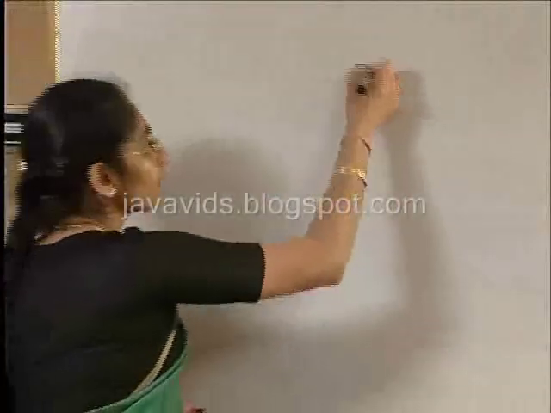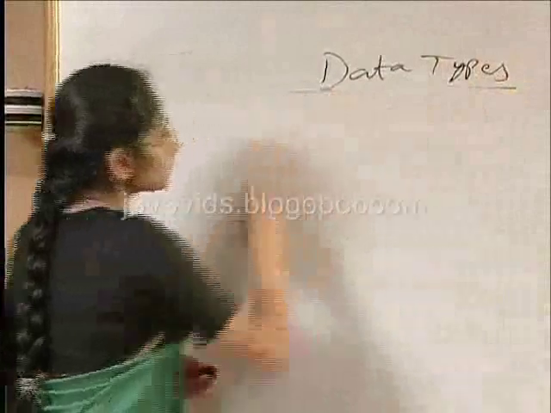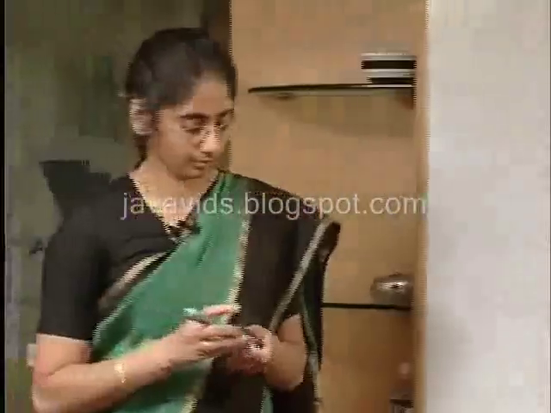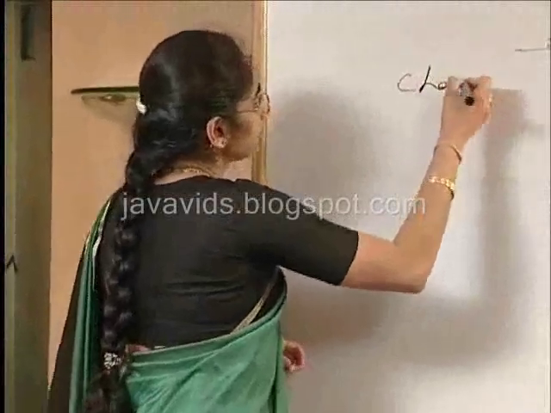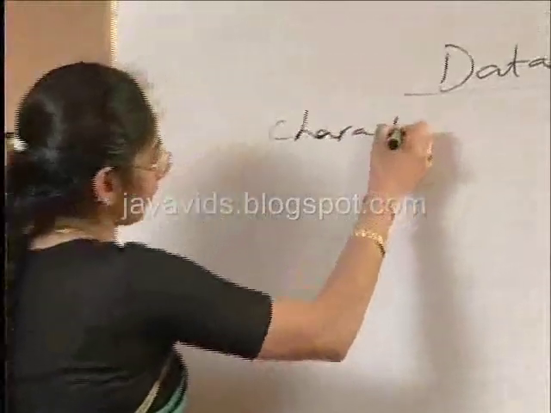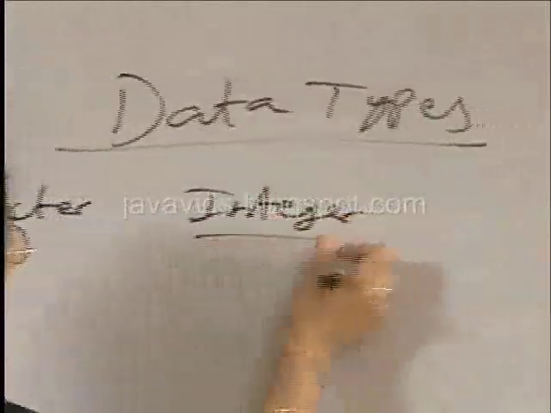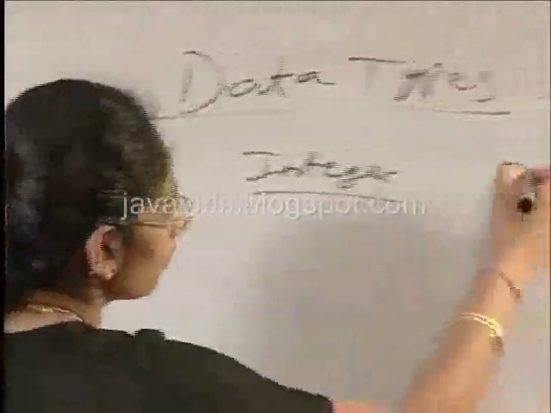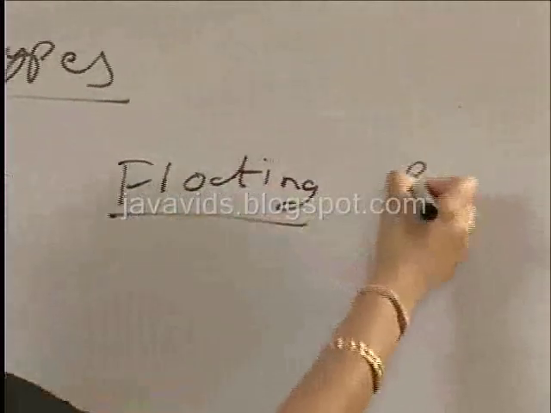So let's now look at what are the different data types and modifiers available in Java. First, let's look at the data types. We have the character data type, integer types, floating, and Boolean.